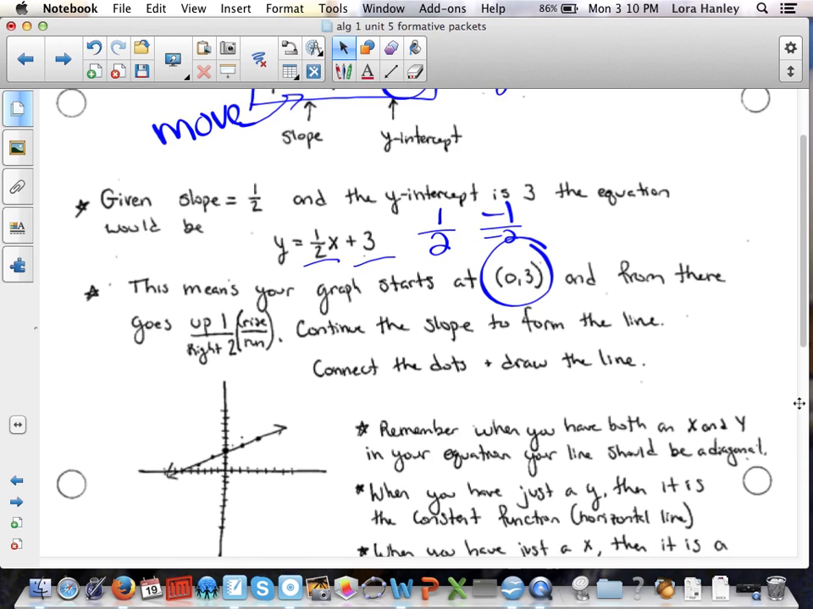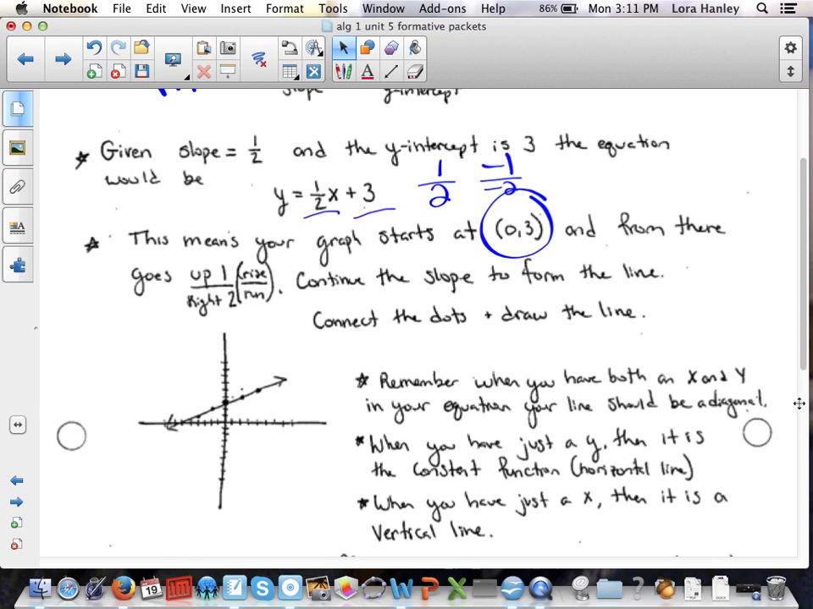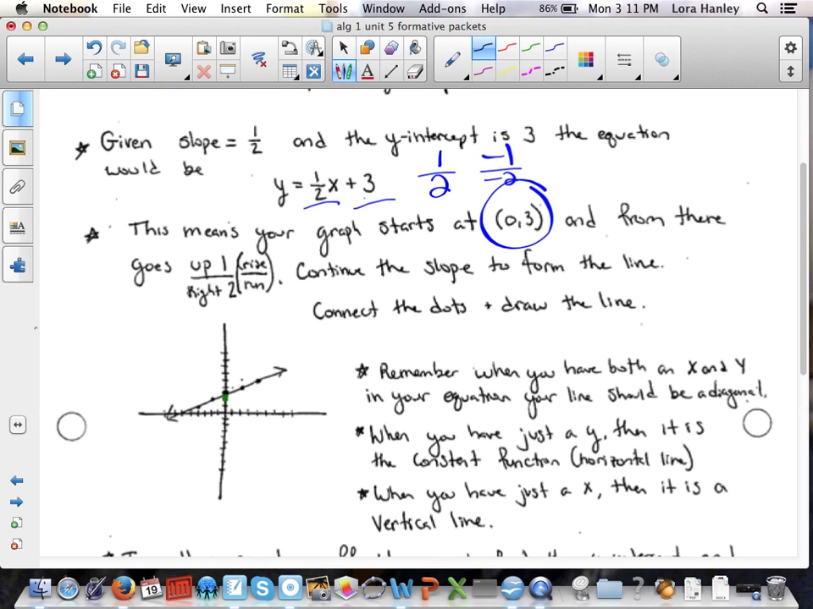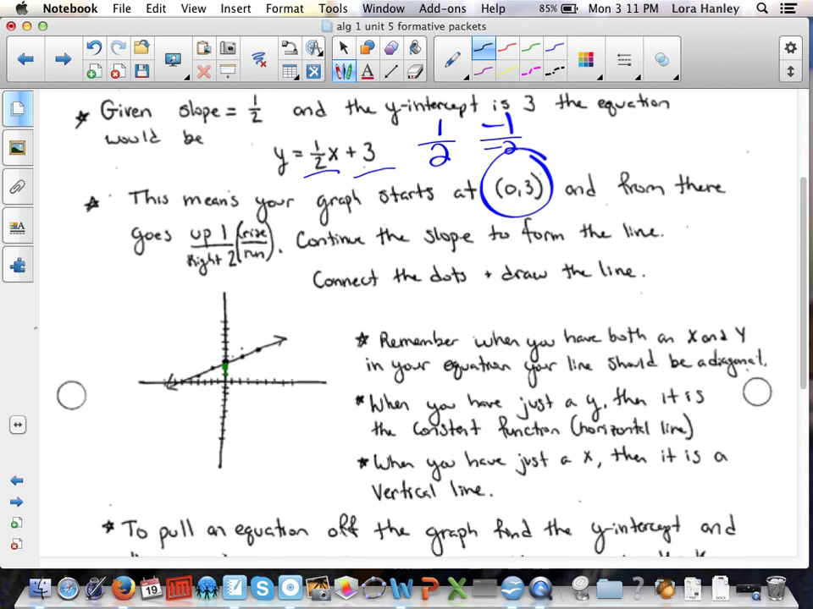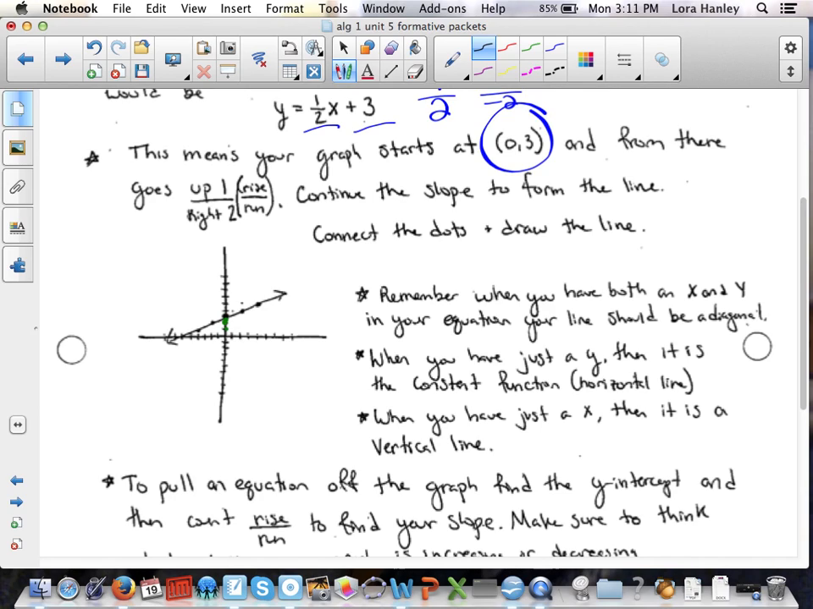Looking at the graph that we have below here, we have started our graph at the point (0, 3). Sorry about that. We always start on the y-axis, and then your slope is up 1 to the right 2, up 1 to the right 2. Again, you could go down 1 and to the left 2, and you'll still be on the same line.